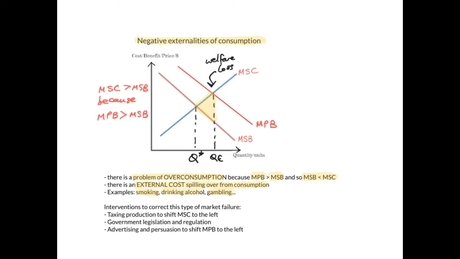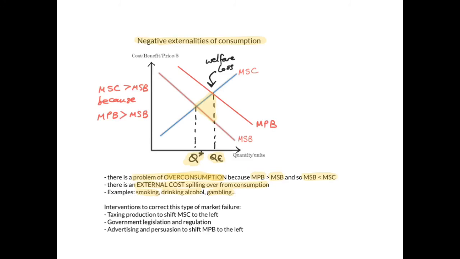Now, as a result of this, the equilibrium quantity ends up being higher than the optimal quantity. There's a problem of overconsumption. As you can see, consumers base their consumption decisions on their marginal private benefit. So that's the actual demand. But the ideal demand from the point of view of society is the MSB. So there is overconsumption, okay? And due to this overconsumption, there's a welfare loss, which is this yellow triangle. You can see at the equilibrium quantity, the MSB is lower than the MSC.